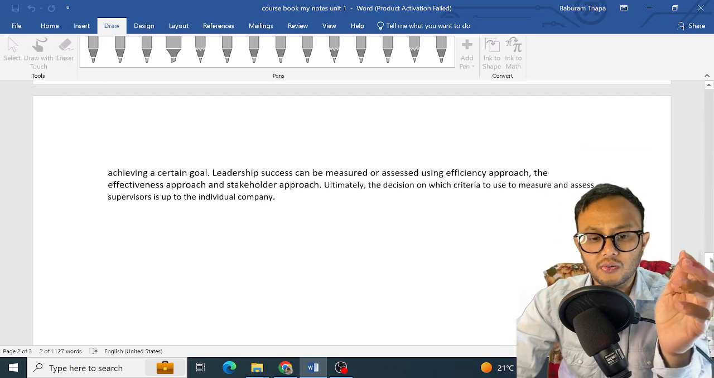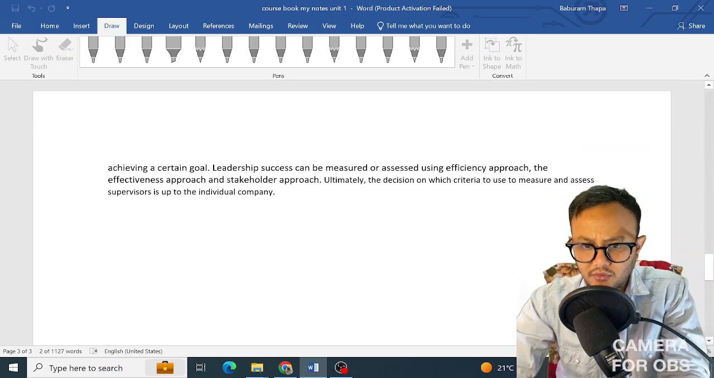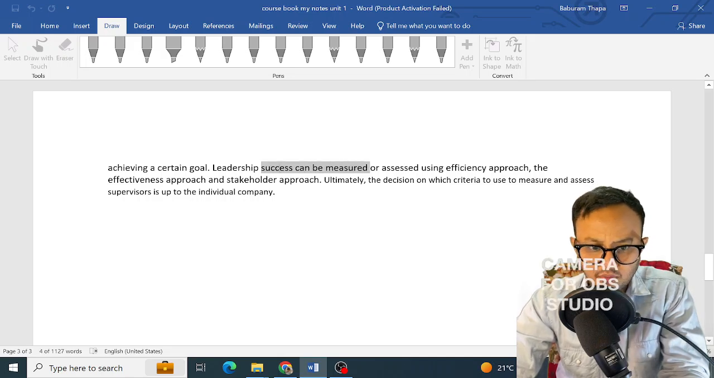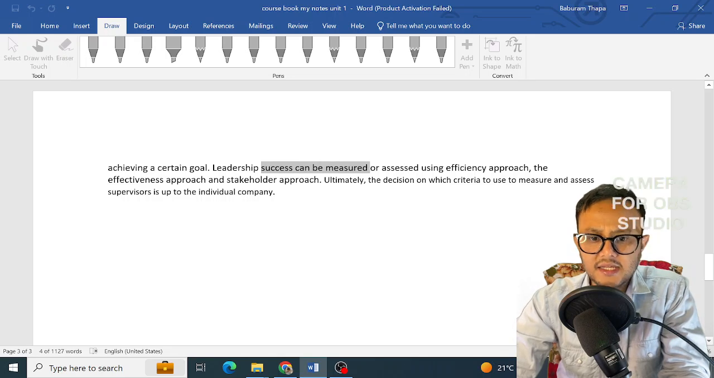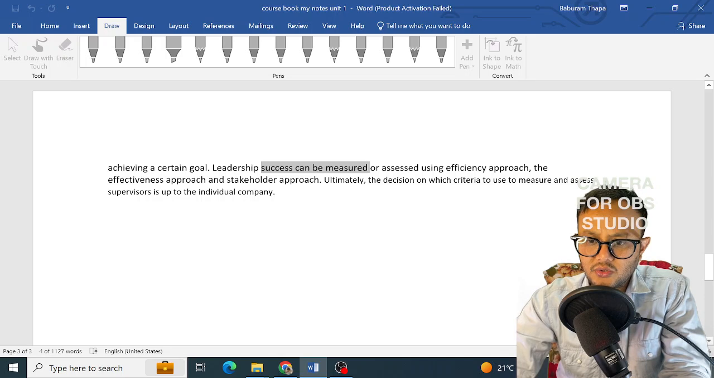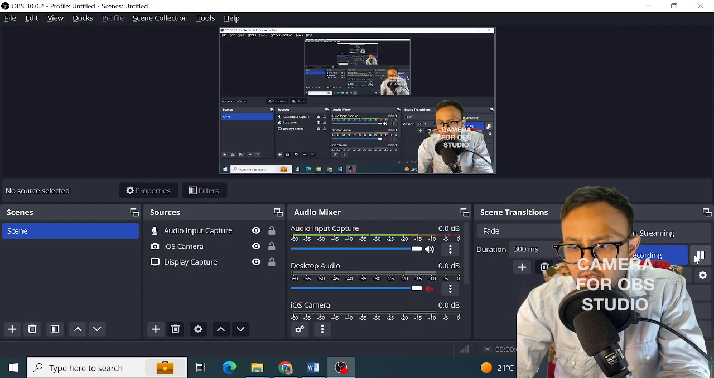So leadership success can be measured or assessed using the efficiency approach, the effectiveness approach, and the stakeholder approach. Ultimately, the decision on which criteria to use to measure and assess a supervisor is up to the industry or company. So this is unit 1. Let's go to unit 2, for example.